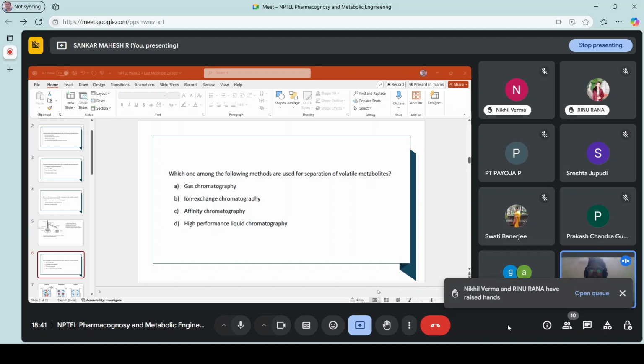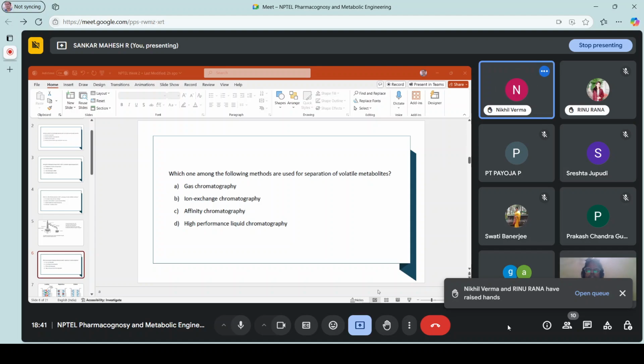Okay, so because you mentioned liquid samples, do you want to comment on what volatile metabolites mean? We have discussed that earlier today, but do you want to mention what volatile means here, just so that others are also clear? Volatile metabolites are those compounds which are in gaseous or vapor phase at room temperature.